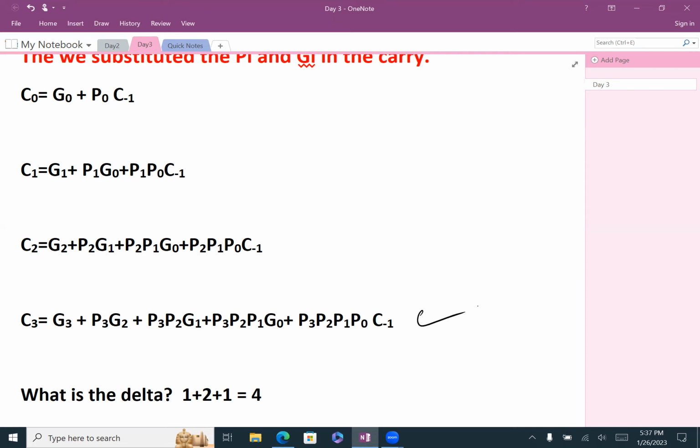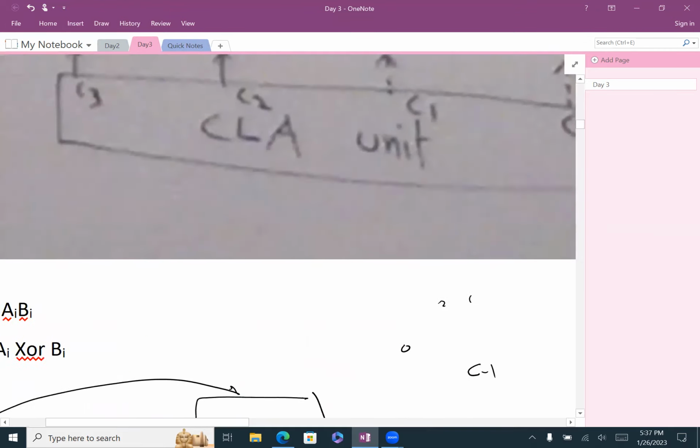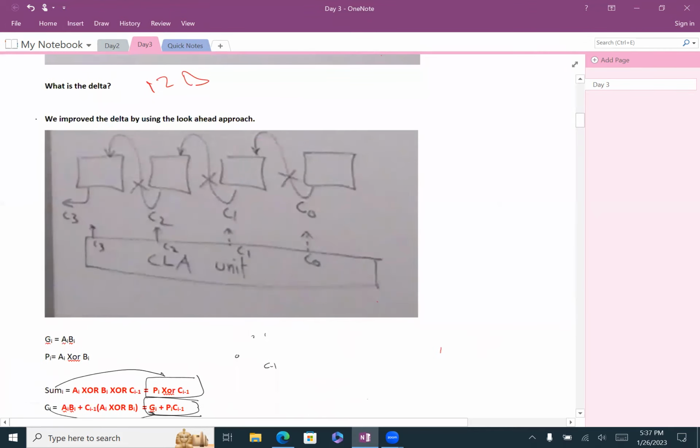All right. And what is now? Let's talk about the carry. What is the carry here? So remember, now we remove that, correct? We don't need this one. So now the carry is going to go from here to here. It's going to go from here to here. It's going to go from here to here. What is the delay? 4. Why?